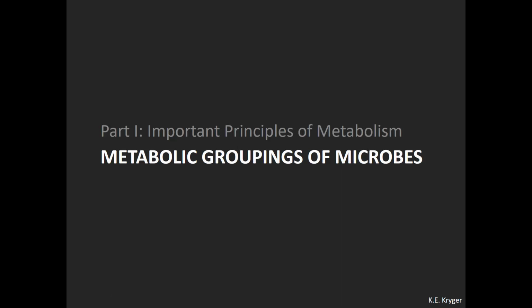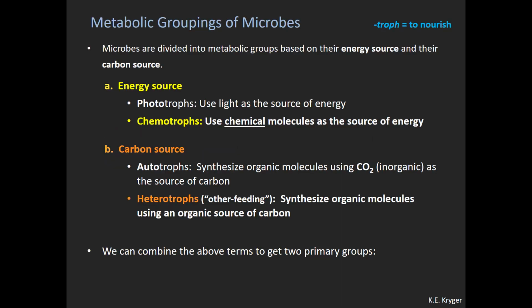Now we're going to look at metabolic groupings of microbes. With metabolic groupings of microbes, microbes are divided into metabolic groups based upon their energy source and their carbon source. So we apply the word troph, and troph always means to nourish. When we look at energy source, phototrophs use light as the source of energy. Chemotrophs, on the other hand, use chemical molecules as the source of energy. So with chemo, think chemotherapy. Chemo always just means chemical.